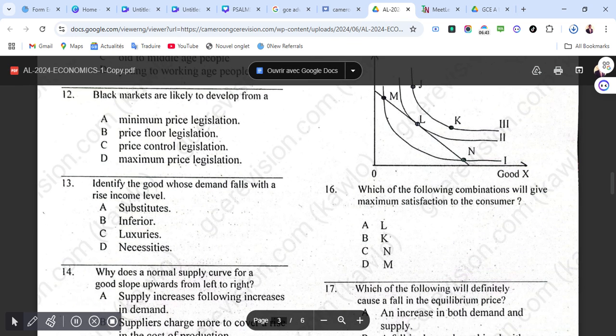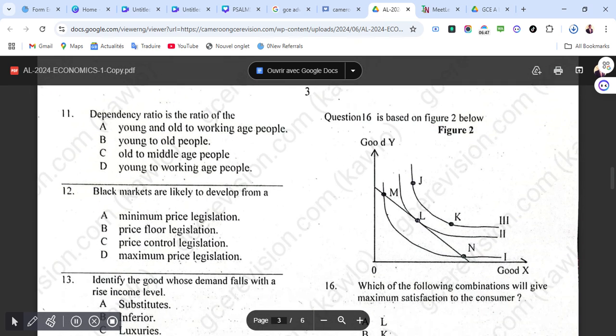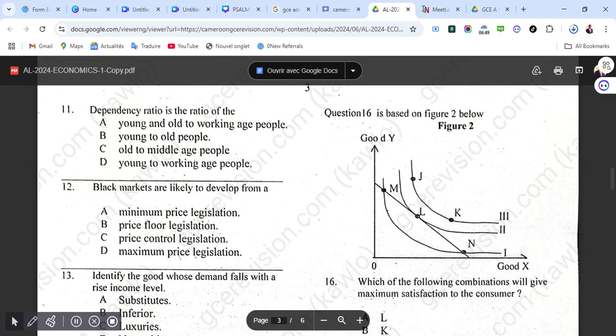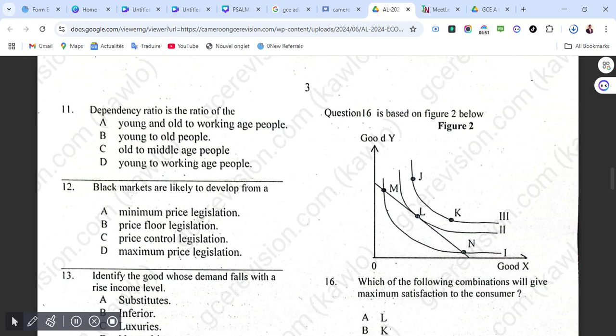The correct answer for 16 is A, which is L. As you can look at the diagram, this is the L. This is what will give maximum satisfaction for the consumer, because you can see it sloping already downward.